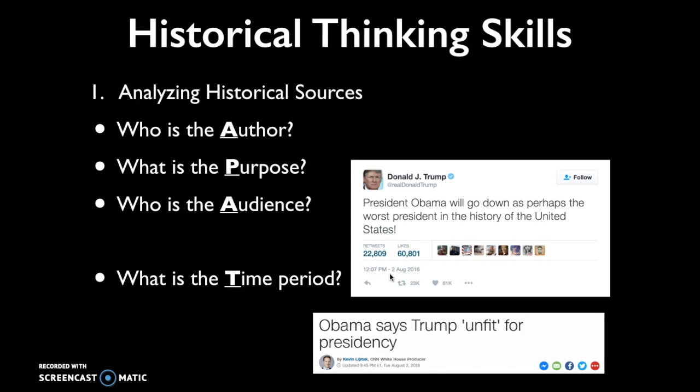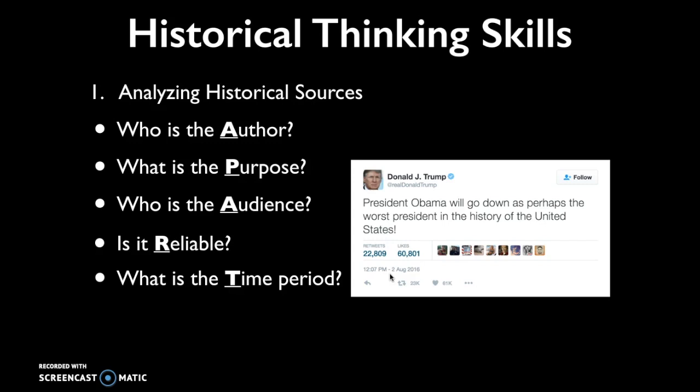Now, if we can identify the author, the purpose, the audience, and the time period, each of those things may have some bearing upon the reliability of the document, its historical truth value. Is this statement historically true or accurate, given who the author is, what the purpose is, who the intended audience is, and what the time period is? All of those things can have some bearing upon the reliability of the document. And so that's what we do. We take these documents apart and analyze them.